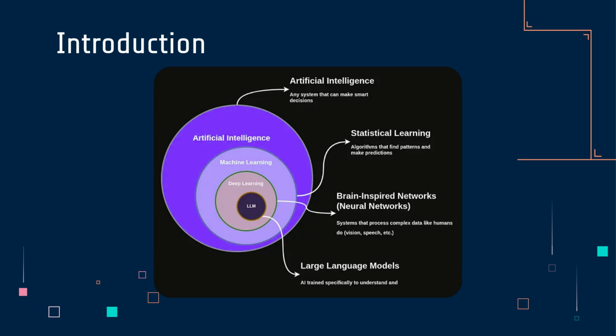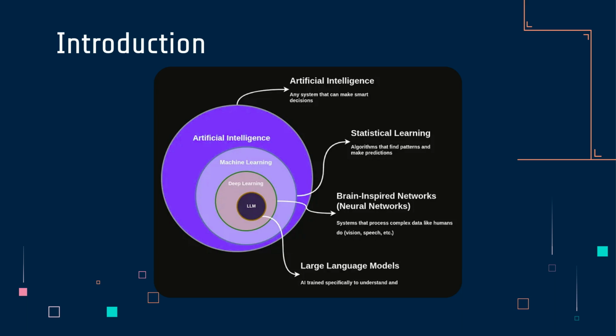Then we have deep learning. Deep learning got its inspiration mainly from the way that our human brain works, right? But don't worry about that. Basically, these are systems that process complex data more like the way humans do, right? So they can deal with speech, vision, audio, and all those kinds of things, right?